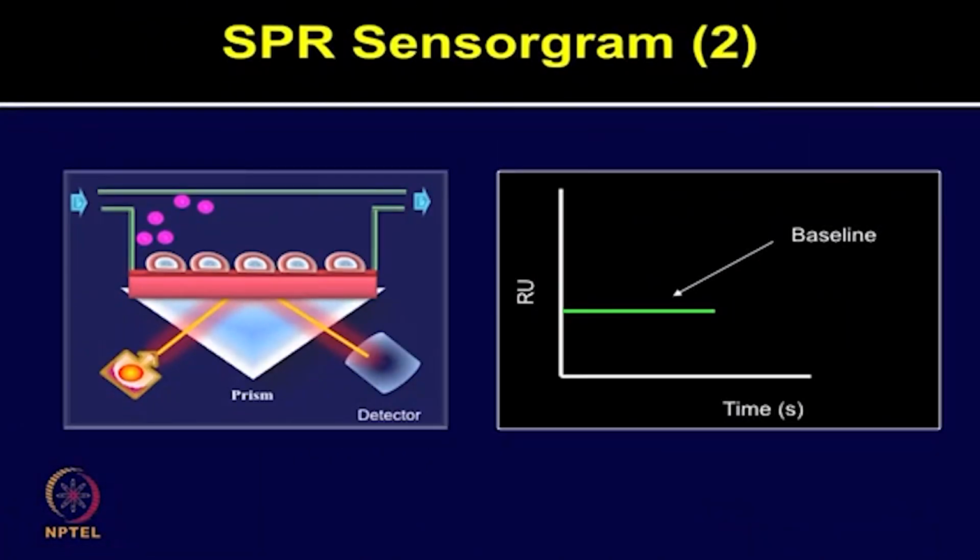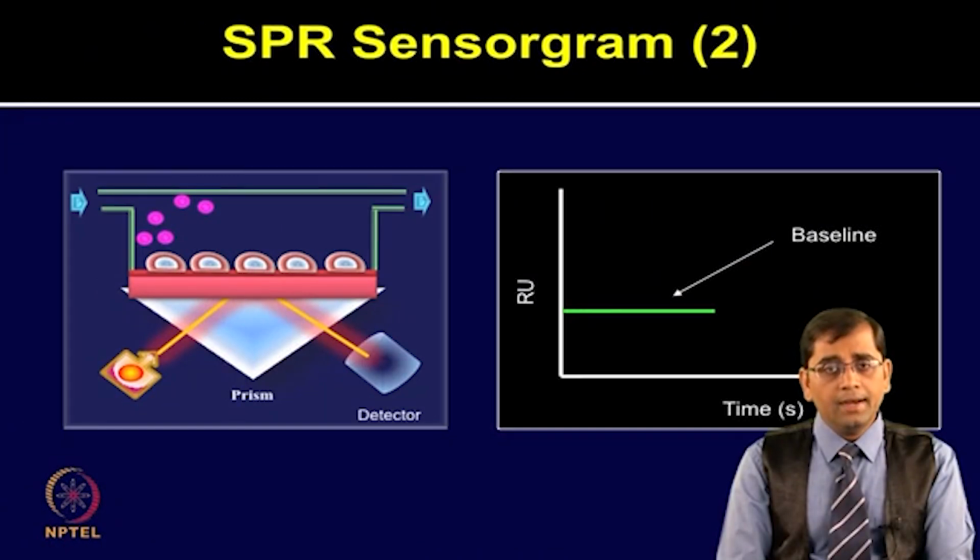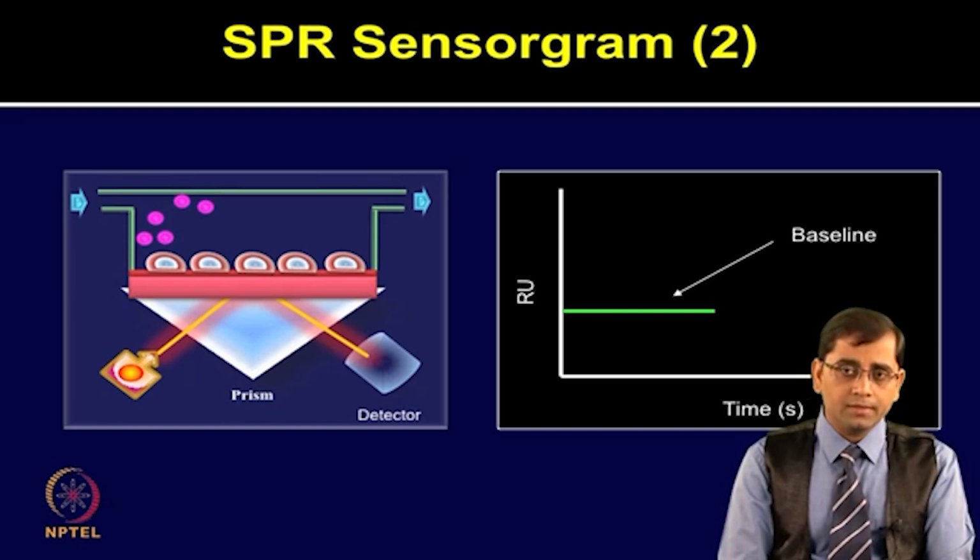Let us now discuss SPR sensograms. The sensograms describe the changes in SPR signal versus time as molecules bind and dissociate from the sensed surface. The resulting change in resonance signal creates a sensogram. Let us look at the various steps involved in these sensograms. As you can see in this slide, there is a prism, a light source, a gold coated chip and ligand immobilized on the chip surface.